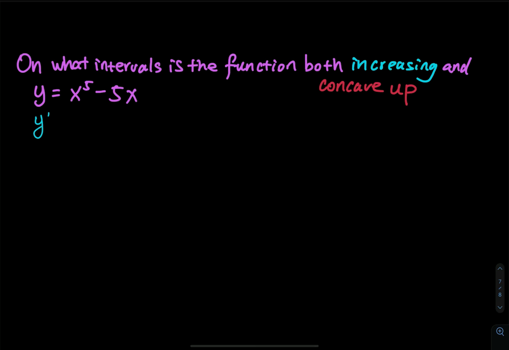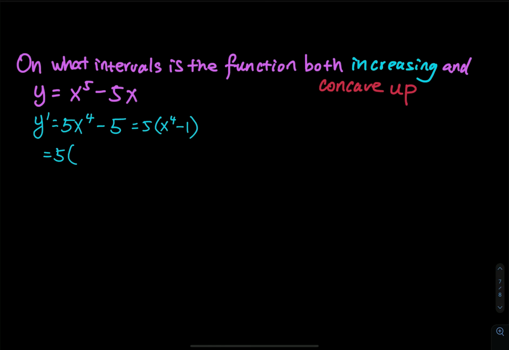So that is y prime equals the derivative of x to the fifth, that is 5x to the fourth. The derivative of 5x is equal to 5. And then let's fully factor this. So we have to factor out the 5, x to the fourth minus 1. And then factor this one more time.